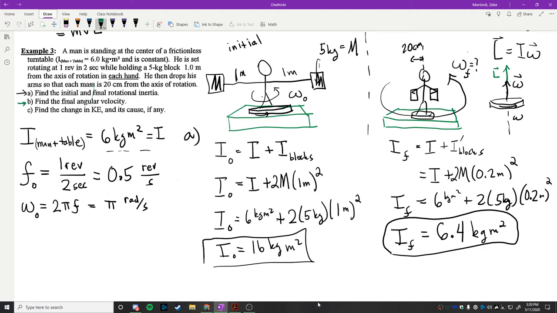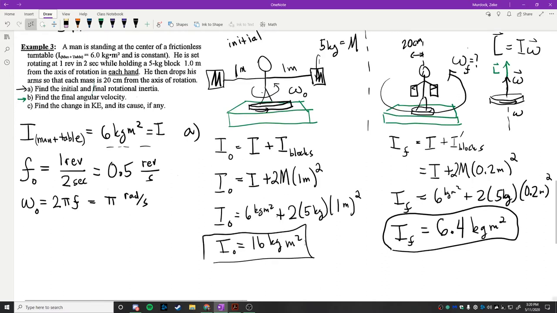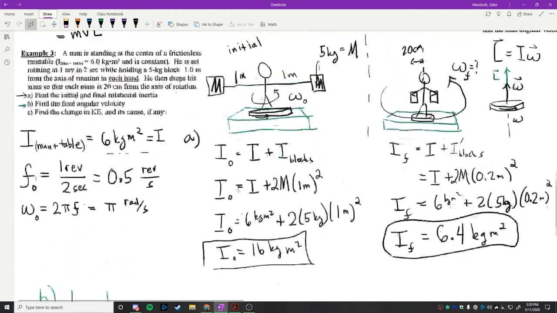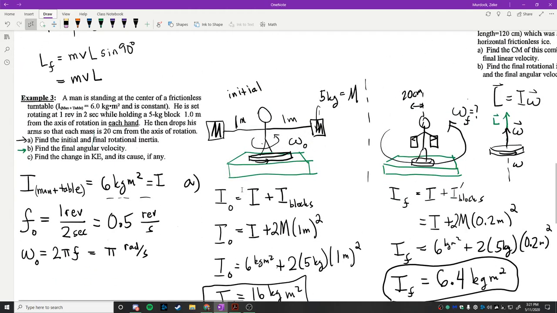So let's do B. For part B, what we're going to do here is we're going to state that the initial angular momentum of the system should be equal to the final angular momentum of the system. Now again, this is a statement of conservation of angular momentum. It is only true if the net external force acting on the system is zero.